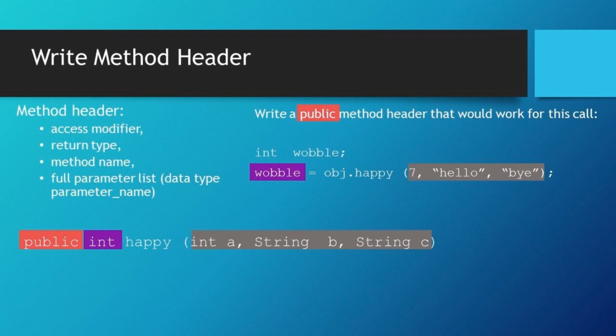Looking at the parameters, we have a 7, a hello, and a bye. 7 is an integer. Hello and bye are both strings because they are in double quotes. So the method header would be public, integer happy, with integer A, string B, and string C.